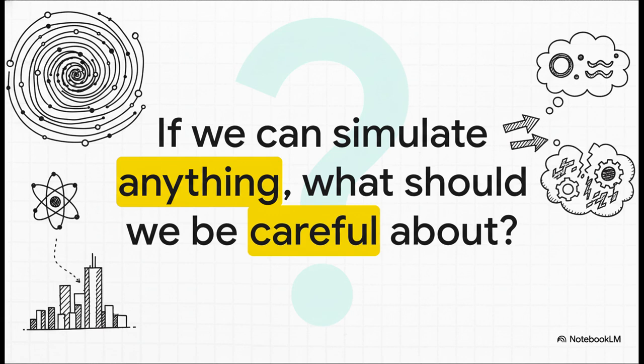Which leaves us with one last, pretty crucial question. As this technology gets exponentially more powerful, if we really are getting to a point where we can simulate almost anything, from a single atom to an entire society, what should we be the most careful about predicting? What are the futures we should be wary of building, even if it's just inside a computer?